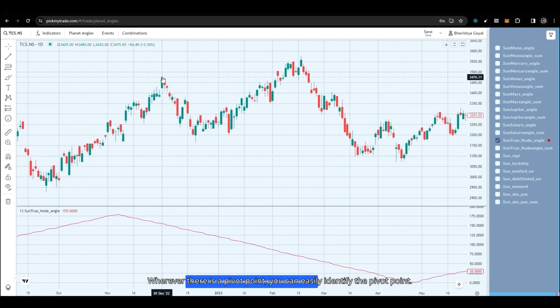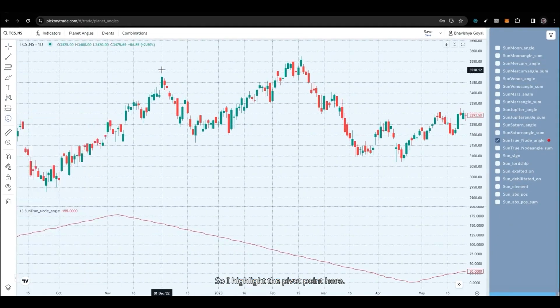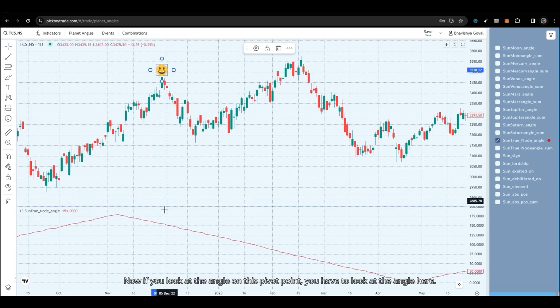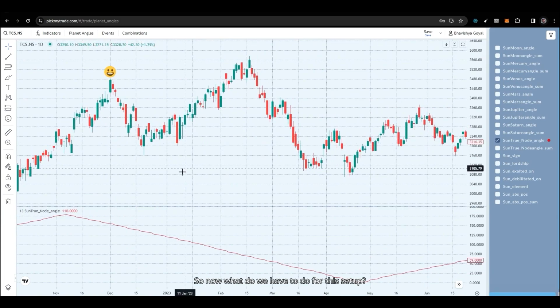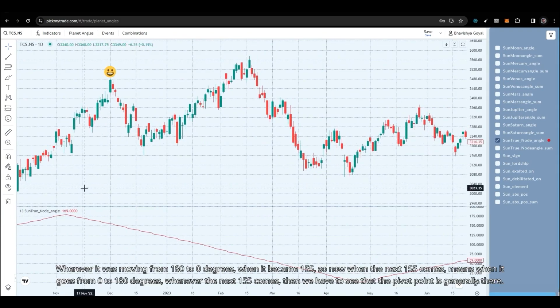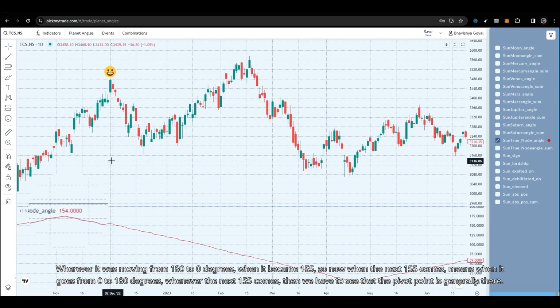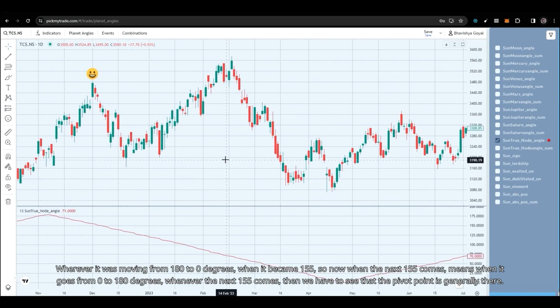Wherever there is a pivot point, you can easily identify it. So I highlight the pivot point here. So this is your pivot point. Now if you look at the angle on this pivot point, when I go with this curve, it is 155 degrees. So now what do we have to do for this setup? Wherever it was moving from 180 to 0 degrees, when it became 155, now when the next 155 comes, meaning when it goes from 0 to 180 degrees, whenever the next 155 comes, then we have to see that the pivot point is generally there.